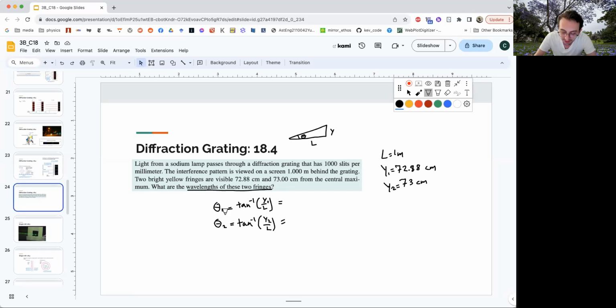Okay, so what we can do is we can find the angle. So for the 72.88, I get 36.085 degrees. And you'll want to keep a lot of the digits for these types of calculations just because they tend to require high precision. And this is true in reality as well as in physics problems. And then for the other angle, I get 36.129 degrees. We'll leave it there.